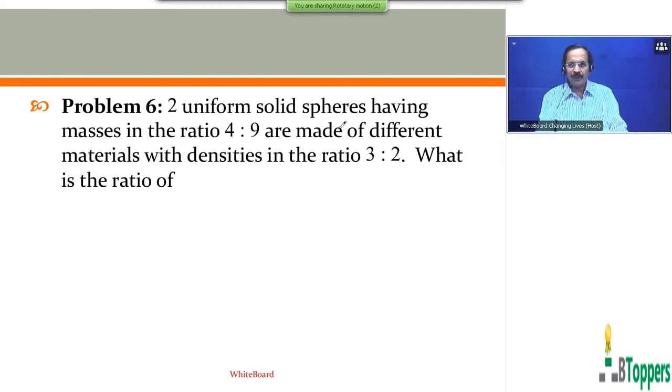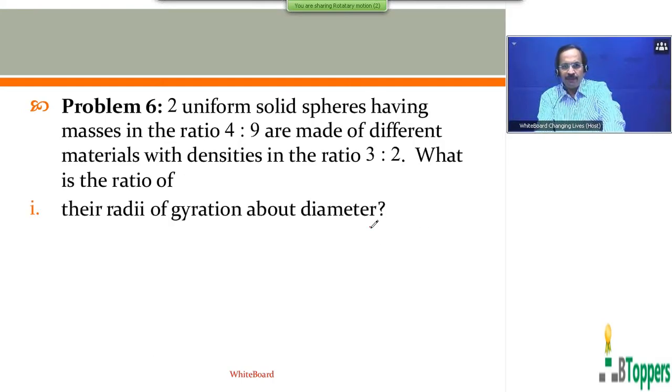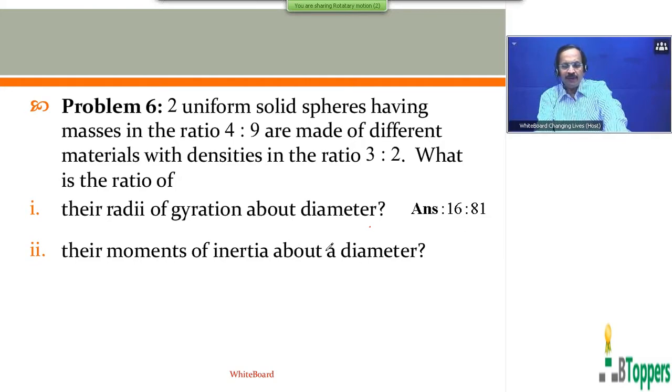Two uniform solid spheres having masses in the ratio 4:9 are made of different materials with the densities in the ratio 3:2. What is the ratio of, first part of the question, their radius of gyration about a diameter. Then second part of the question, their moments of inertia about the diameter.